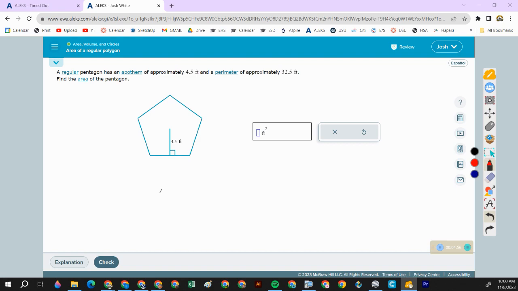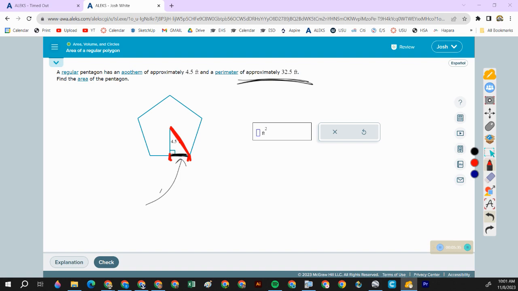Well, let's do this one. Here is a right triangle, okay? And I know one of the sides of the right triangle is 4.5. Can I find one of the other sides? Well, I can actually figure out how long this is. How would we do that? Well, the perimeter of the entire figure is 32.5. How does that relate to this chunk?